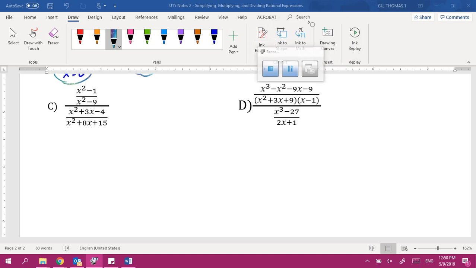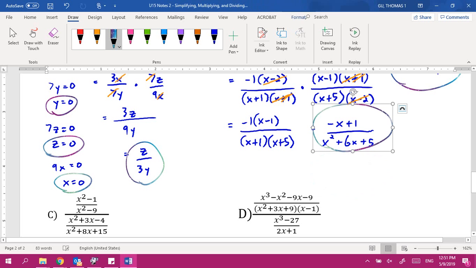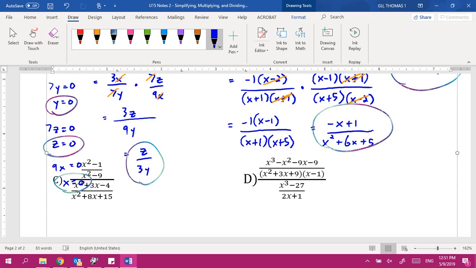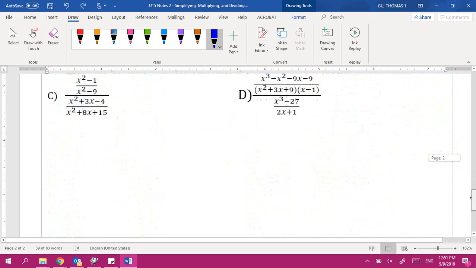All right, so this is the dividing part. So we're going to do example letter C on dividing rational expressions right here on notes number 2. So, wow, look at everything just moving around there. So what is the first step when we're doing the division on the rational expressions?